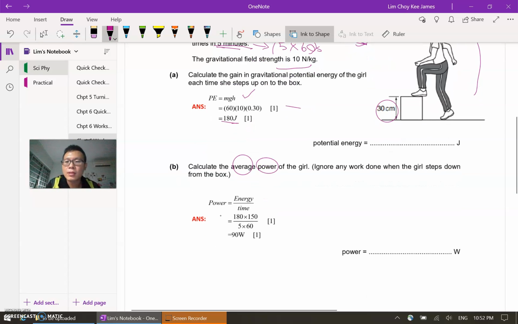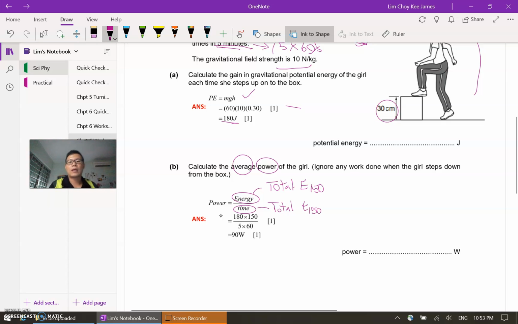Okay, so the formula that we are looking out for is the same: energy over time. But the energy that we are looking out for here is the total energy I need for actually 150 times. And the time taken here I need is actually the total time I need to complete the 150 sets of exercise.